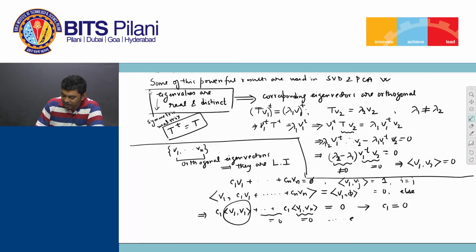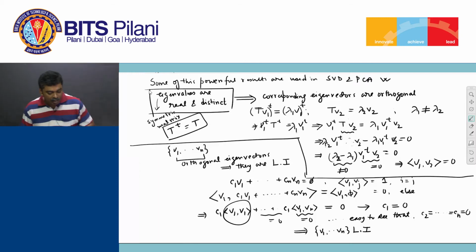It's easy to see that everything else, C2 through Cn, will also be 0. That's exactly what I wanted, right? I started from a linear combination of all the vectors, and I showed that all the scalars are identically 0. That implies that V1 through Vn are linearly independent. Okay, just so that it refreshes your mind.